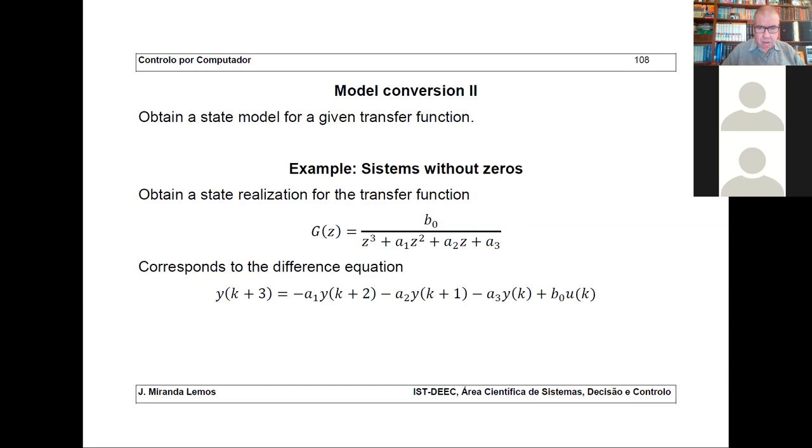So I assume that you understand that this situation, passing from here to here, is very simple. You can do it easily, okay? Just algebra. And when you have y of z, you get y of k. When you have, for instance, z to the third times y of z, you get y of k plus 3. So remember that multiplying by z corresponds to forward shifting y of k. Okay, now we have the difference equation.